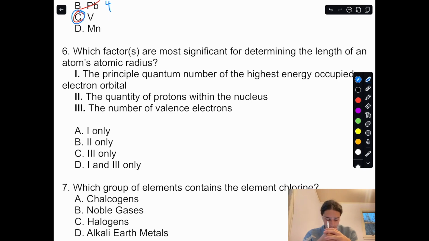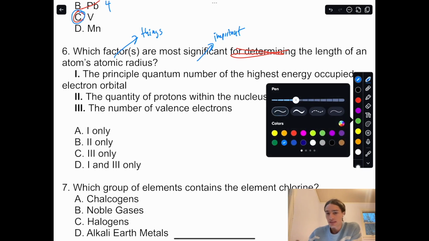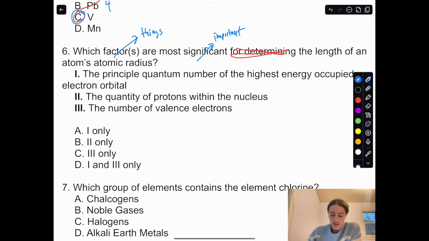And so right away, what I like to do is simplify it as much as I can. When I think of factors, that just means things. Which things are most important? Important seems easier for me for some reason. Which things are most important for the length of an atom's atomic radius? Well, the atomic radius is just the size. So which things are most important for the size of an atom? I'm going to boil that down.